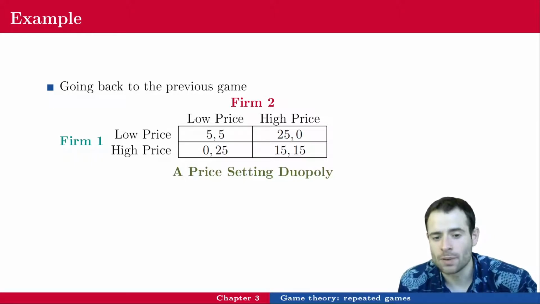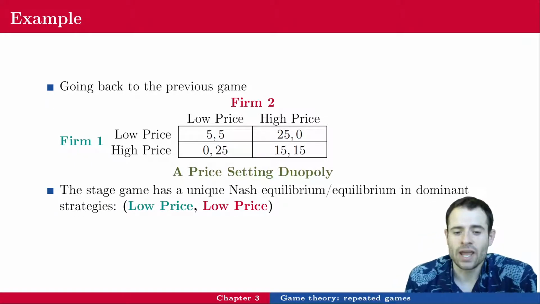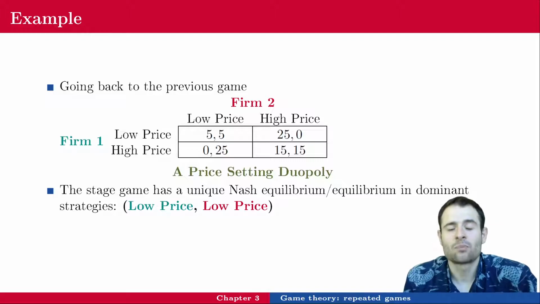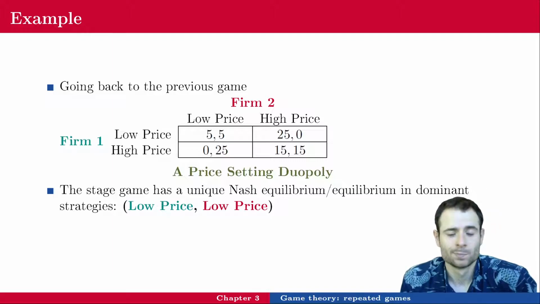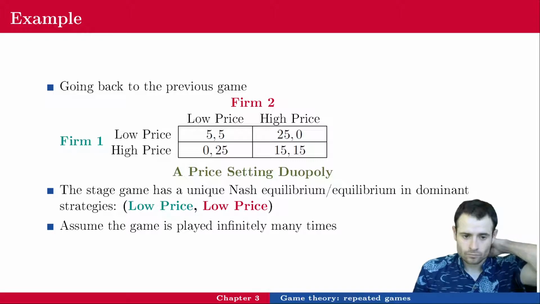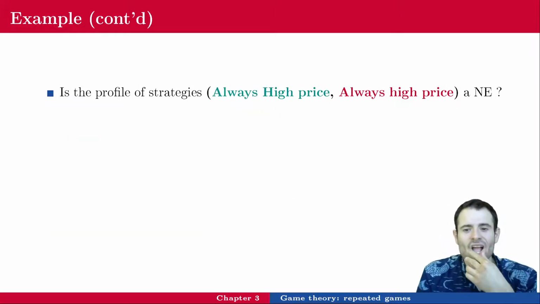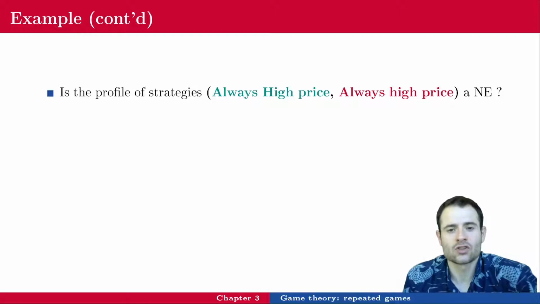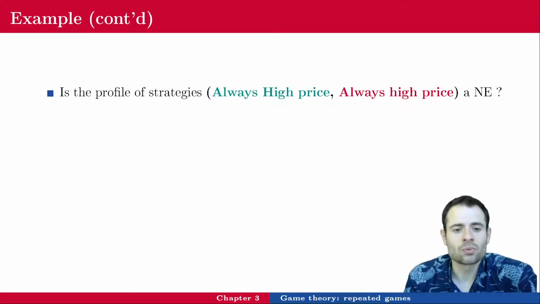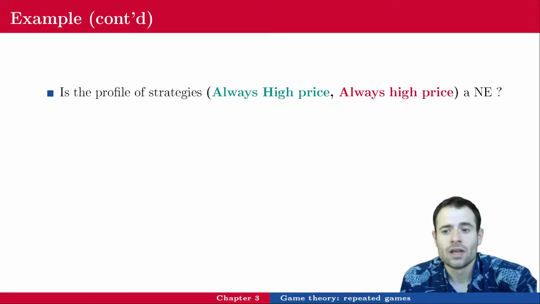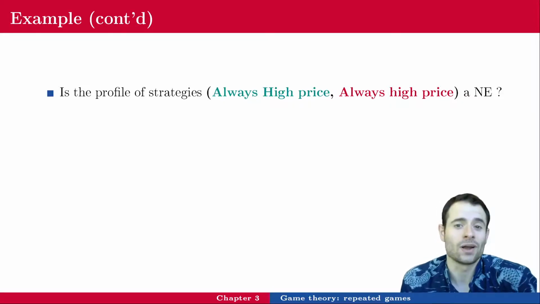Let's go back to the previous example. So we know that the stage game has a unique Nash equilibrium, and it's in dominant strategies. So this game is a prisoner's dilemma. And now assume the game is played infinitely many times. So let's, again, instead of talking about the intuition, let's solve it by comparing payoffs. Is the profile of strategies always high price a Nash equilibrium? We saw that it is not the case. If one firm plays high price no matter what, the other firm wants to play low price no matter what to get a huge payoff.